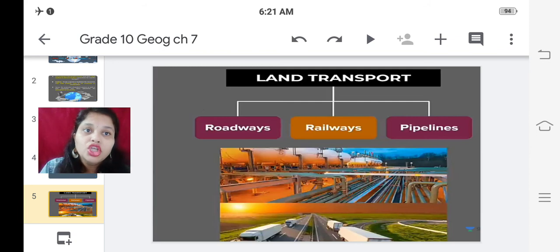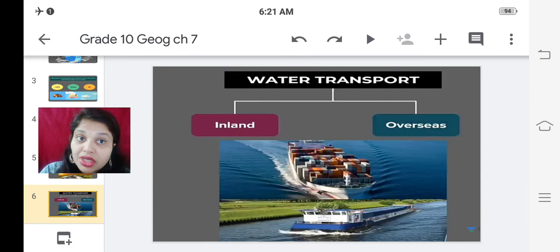Land transport. Land transport takes place in three ways: roadways, railways and pipelines. So you might be surprised now that, ma'am, we know roadways and railways, but what are these pipelines? How do we transport goods in pipelines? We are going to study pipelines and everything in detail afterwards, but let us know that land transport is further classified into roadways, railways and pipelines. Then comes water transport. Water transport is also further classified into inland water transport and overseas water transport.